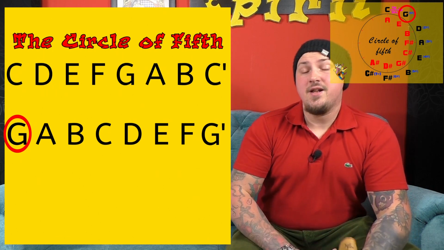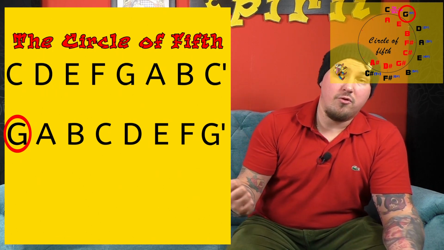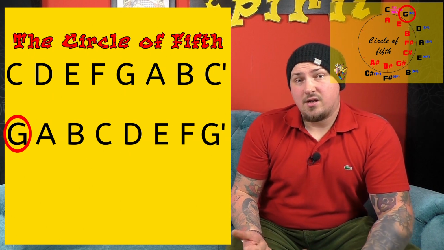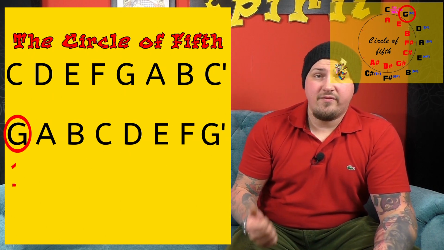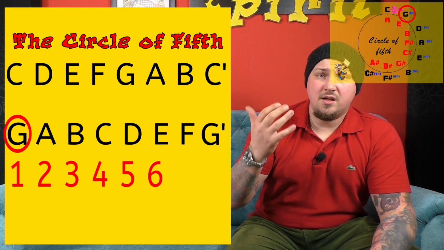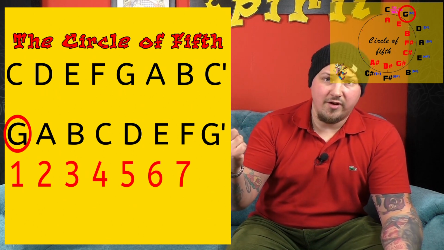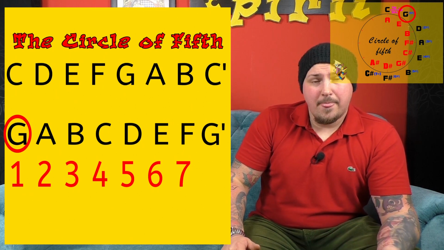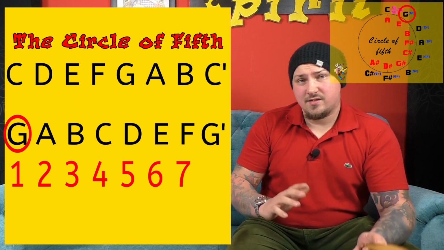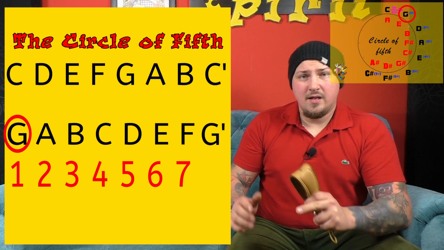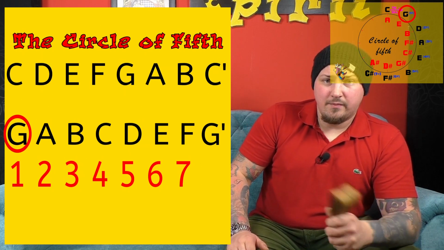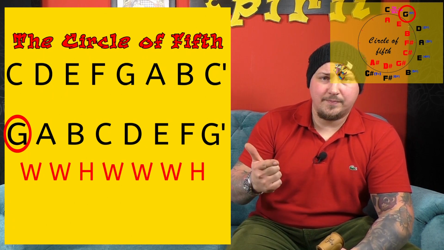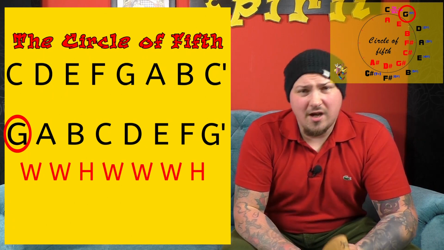Remember, a major scale needs a root note. We have the root note, it's a G. A major scale consists of 7 notes. We have G, A, B, C, D, E, F, 7 notes. And we have the interval that has to fit. The interval pattern of a major scale is whole, whole, half, whole, whole, whole, half. So let's check it out.